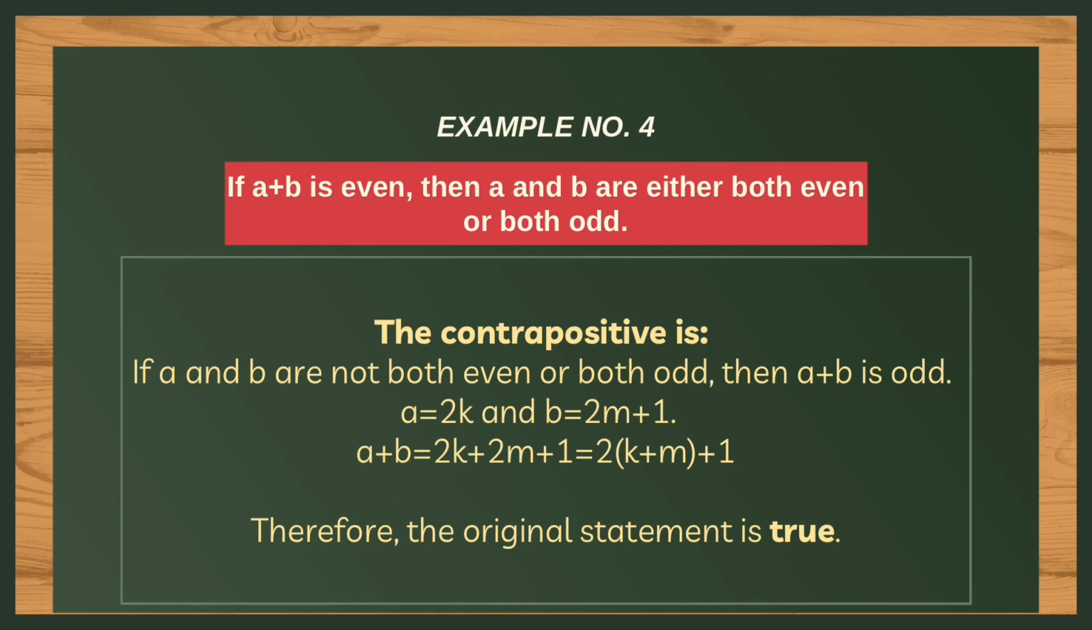Example number 4. If a + b is even, then a and b are either both even or both odd. The contrapositive is, if a and b are not both even or both odd, then a + b is odd. A will be valued 2k and b will be valued 2m + 1. Therefore, the original statement is true.